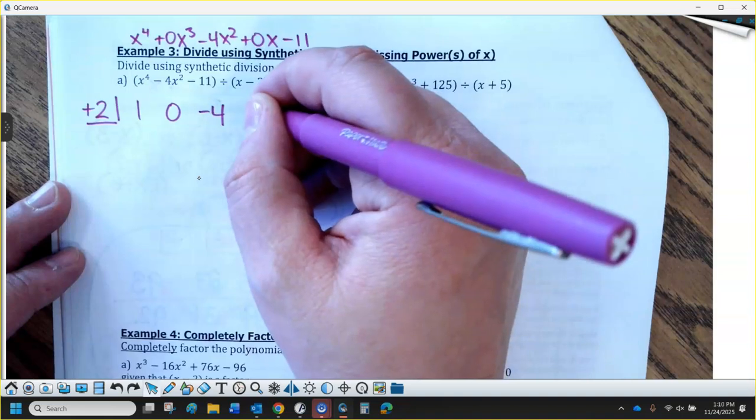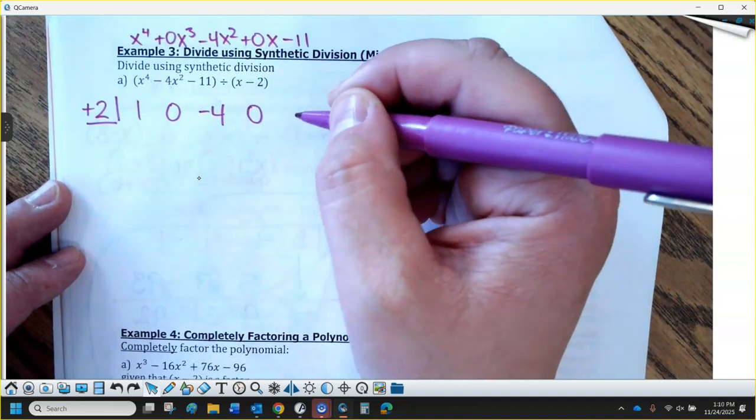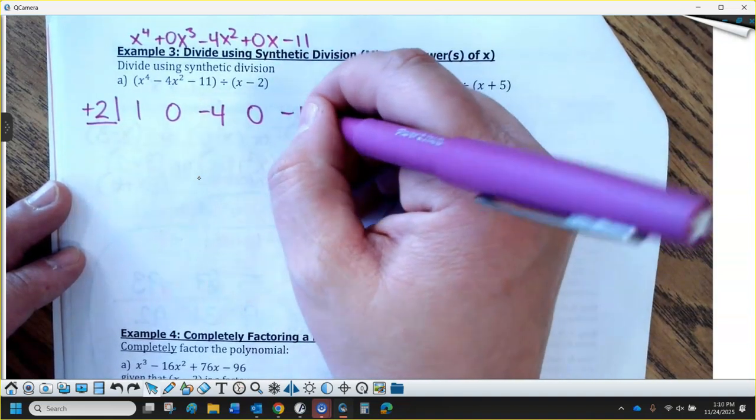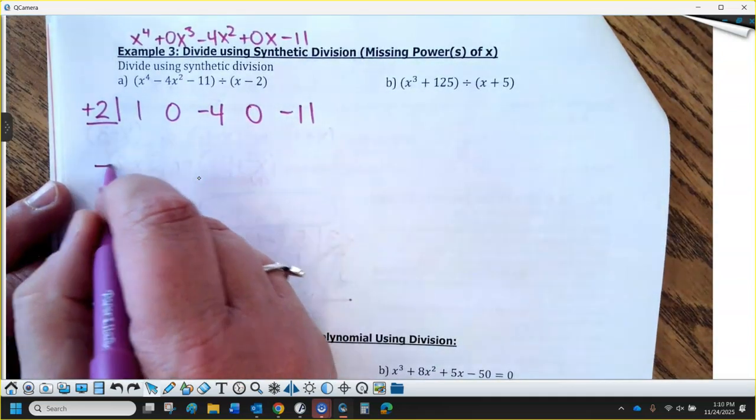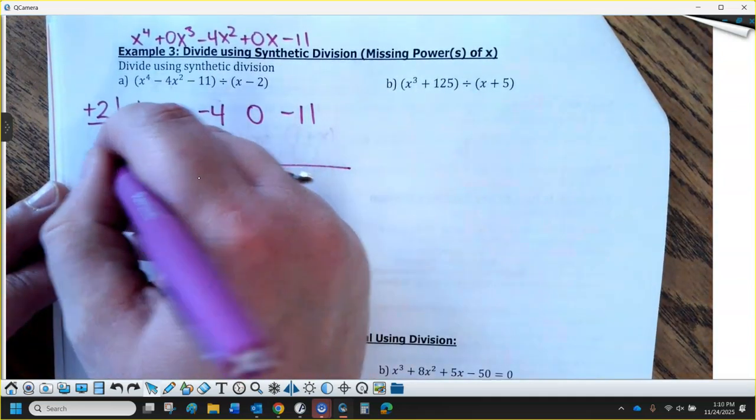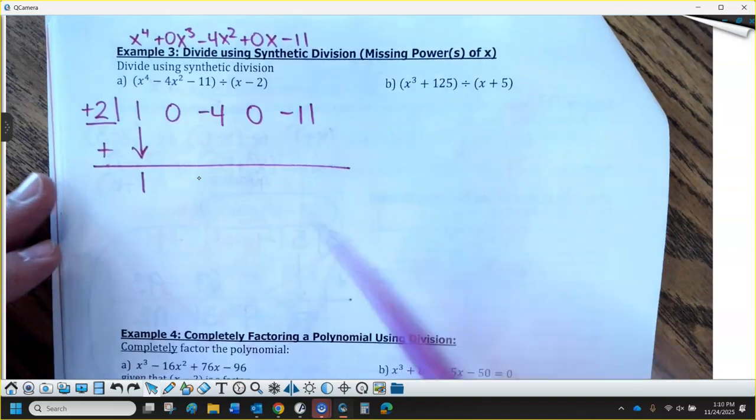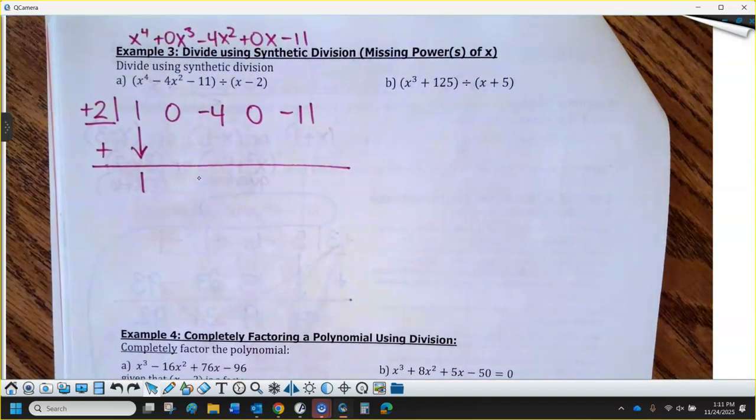I do not have an x, so I have to put a 0 to represent that. And then the constant term, the plain number, we have negative 11. The very first step is just to take that first coefficient and write it underneath the line. And then I'm going to multiply and add all the way down.